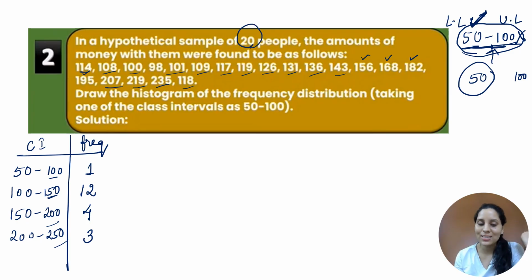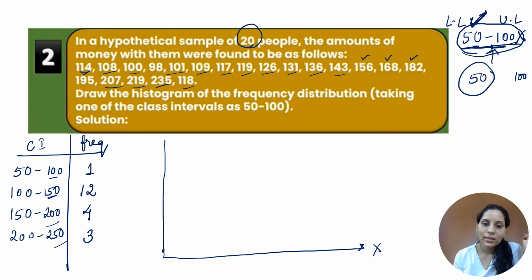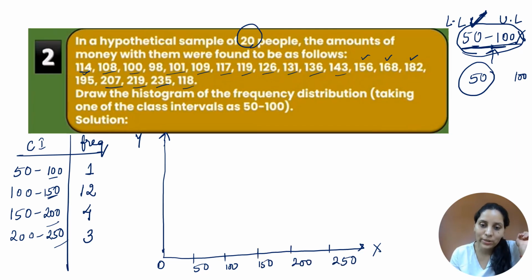So that means it is right. Now, drawing the histogram. First, let us make the axes, x-axis and y-axis. On the x-axis, we always write the class intervals. So it is starting from 50, 100, 150, 200 and 250.